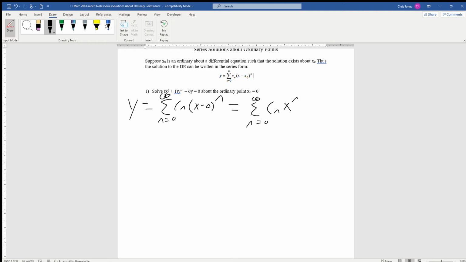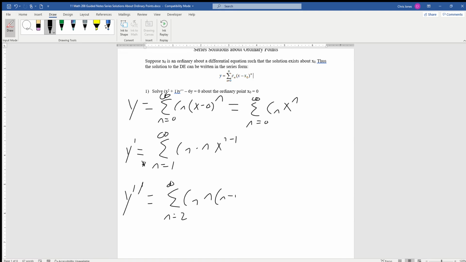So c sub n x to the n. All right, so the good news is for this example, we're going to be using the exact same series. y prime is going to be the same y prime, and notice that we shifted the index up by 1, so it's n equals 1, c sub n times n times x to the n minus 1. And then finally, y double prime is going to be equal to the series n equals 2 to infinity, c sub n, n minus 1, x to the n minus 2.